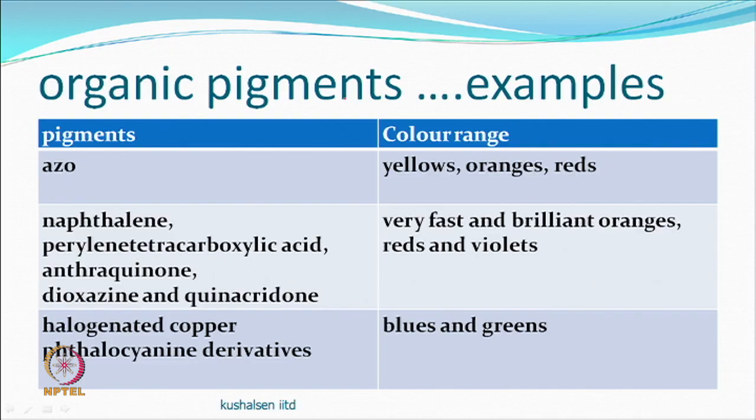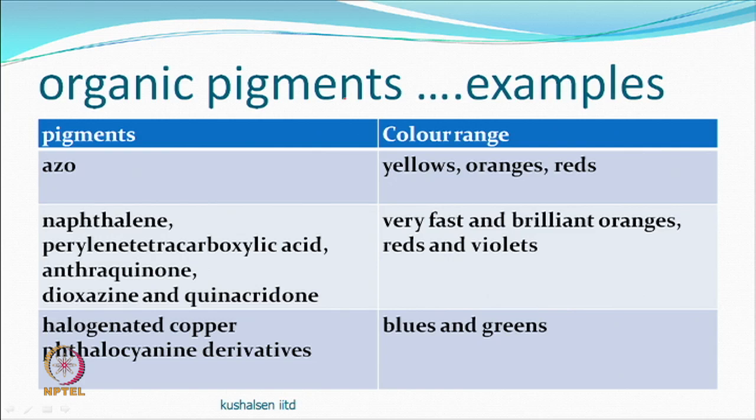Some of the chemistry of pigments, like azo based pigments, could give you yellows, oranges, reds quite a lot. That is the kind of range that you can get. The naphthalene based, anthraquinone based, and there are two other interesting series, which is perylene based pigments and the quinacridone based pigments.